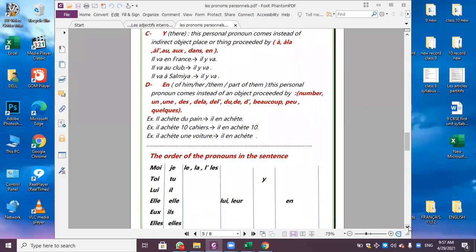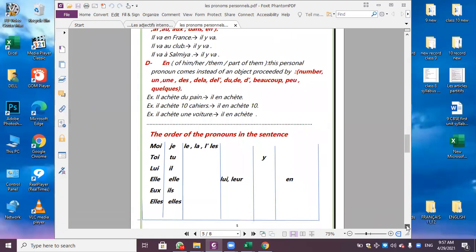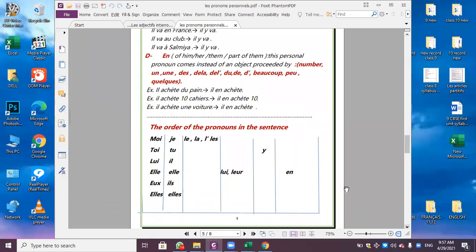The order of the pronouns in one sentence. First, we find moi, toi, lui, elle, eux, elles. Then je, me, te, il, elle, le, la, l', les, lui, leur, y, en. What is the benefit, why do we need this schedule? If they ask you to put two pronouns in one sentence, this one comes before this one, this one comes before this one, etc.